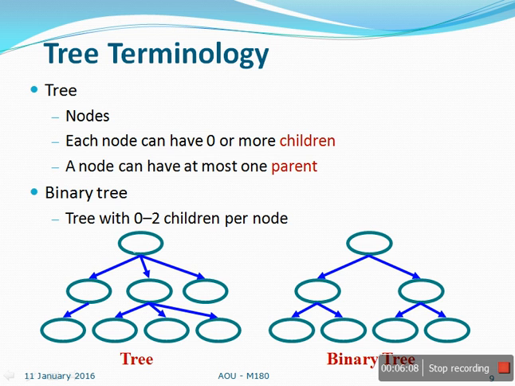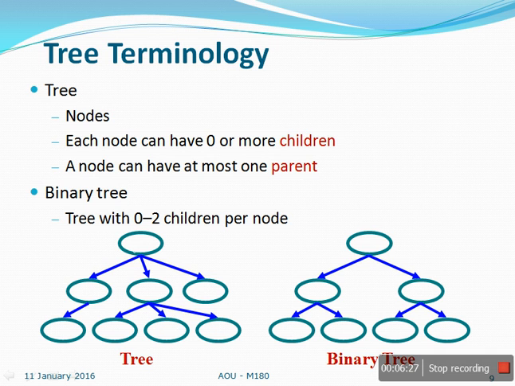Moving ahead, a tree, as we know, has nodes, and every node has 0 or more children. If the node does not have children, that node is called a leaf. And a node can have at most one parent. Okay, and this is about the tree.